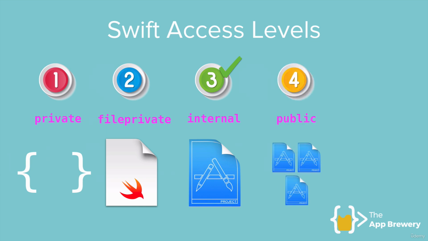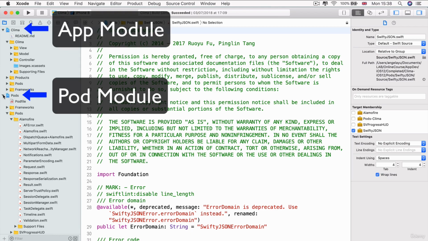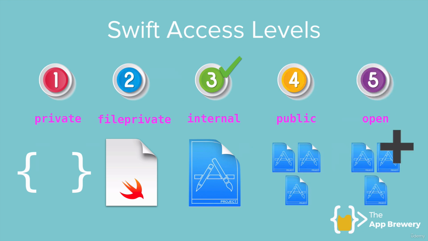Now, the next level is public, and this means that access is granted to other modules. Now, when we were working with CocoaPods, you saw that we had a pod module and we also had our app module. And this is exactly what the public access level was created for. It's when you're creating frameworks or APIs or SDKs or libraries, basically a bunch of code which you want other modules to be able to tap into and use. Now, the final one and the least restrictive access level is called open. And this is basically like public plus, right?